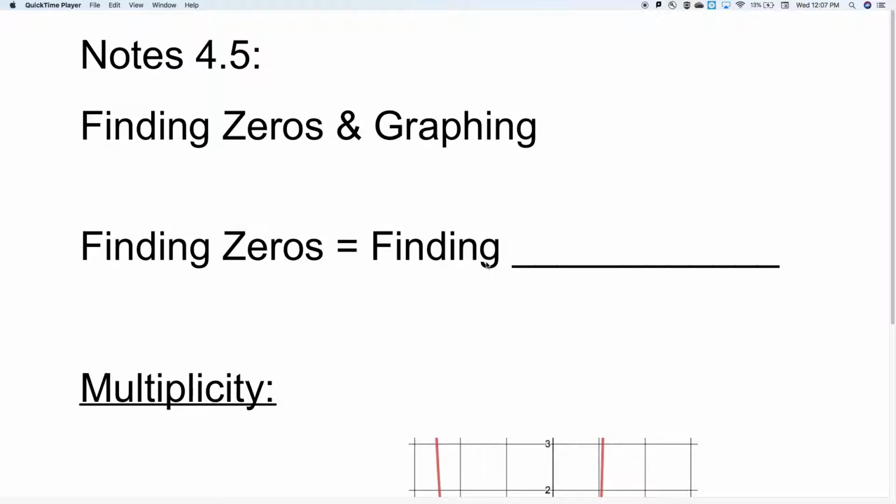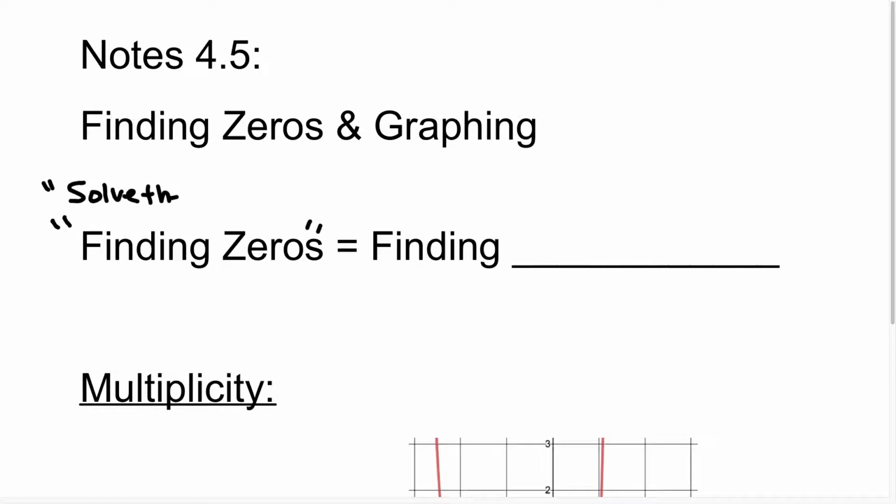Well, factoring is what we reviewed in the last section, and that was really how we could solve a polynomial. So if solving a quadratic meant we were finding x-intercepts, solving a polynomial is going to be the same thing. So this phrase, finding zeros, we also sometimes say solve the polynomial equation. Those two things mean the same thing, and they both essentially mean you're finding x-intercepts on the graph.